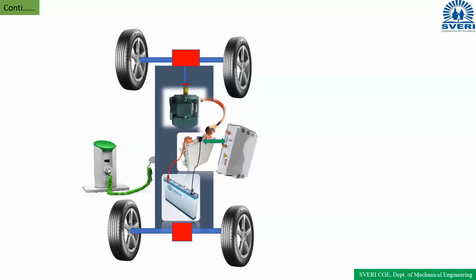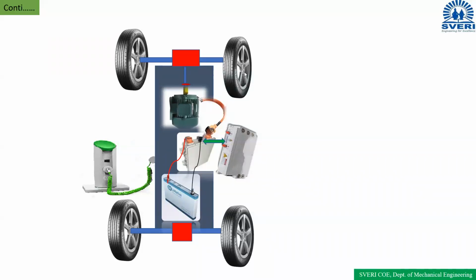At the same time, we are storing the energy in the battery in the form of DC, and this battery gives the supply to the electrical motor through the converter. Clear? Through the converter. If you give the direct supply to the motor, the power will not be controlled, and the speed also cannot be controlled. This is the simple overview of the block diagram of electric vehicles.